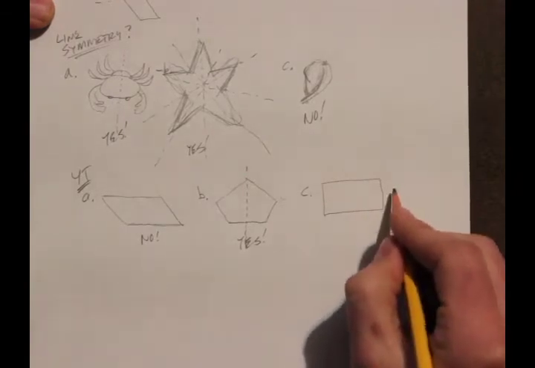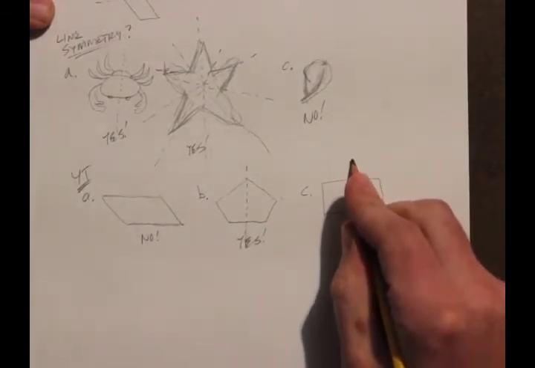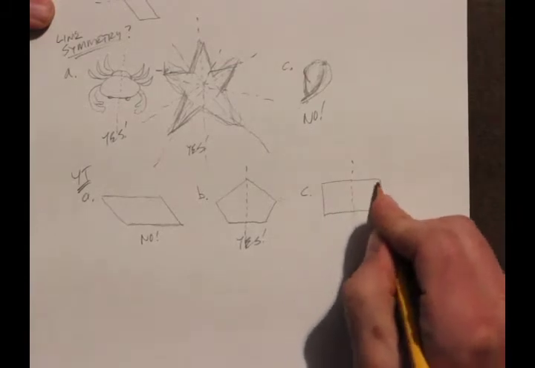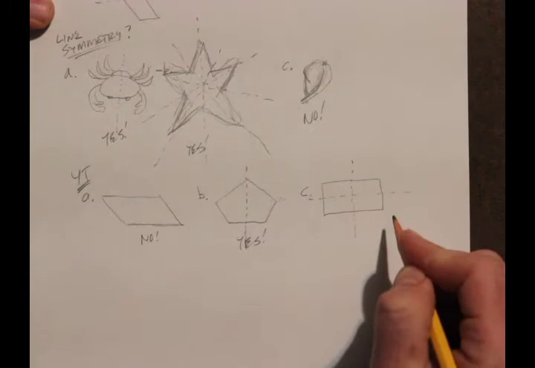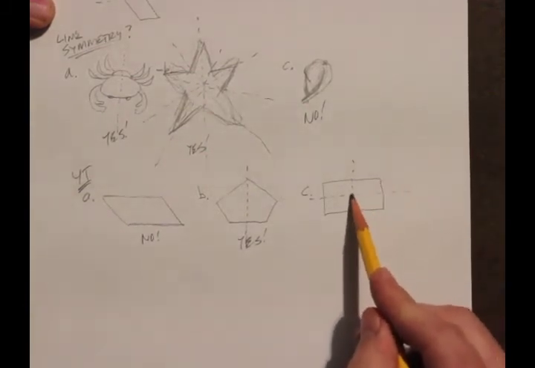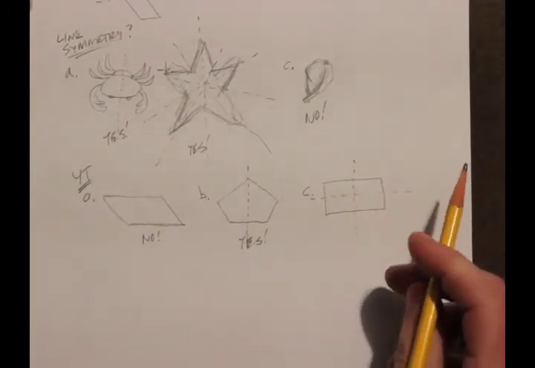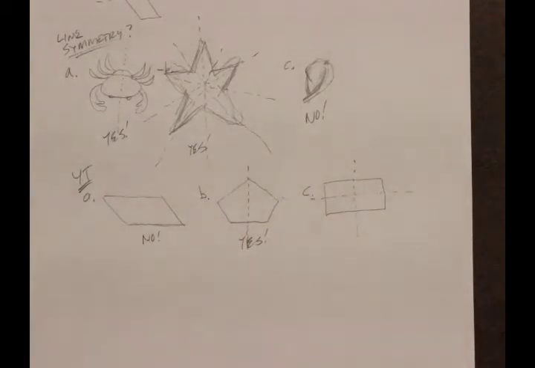Now, this rectangle is symmetrical this way, right down the middle. It's also symmetrical this way, right across the middle. Now, some of you might say, oh, it's symmetrical this way as well, but it is not. So what if I were to take this piece of paper here, which is a rectangle, right? I can fold it in half, and that is a mirror image of itself. I can fold it in half like this. It's a mirror image of itself.